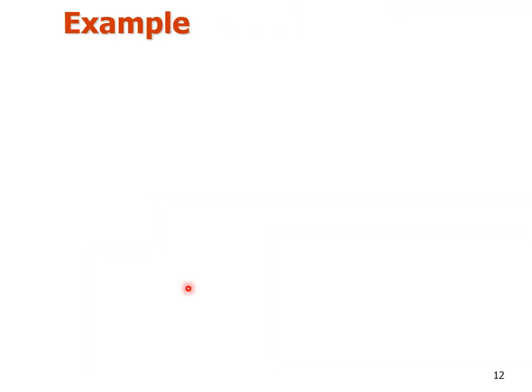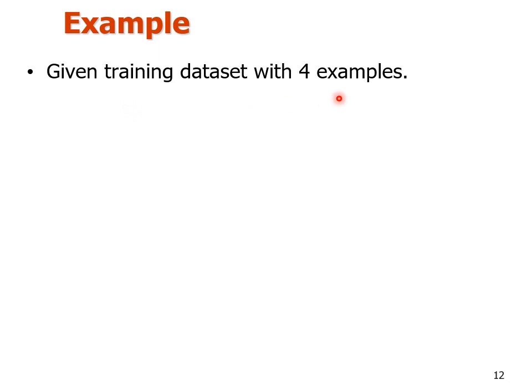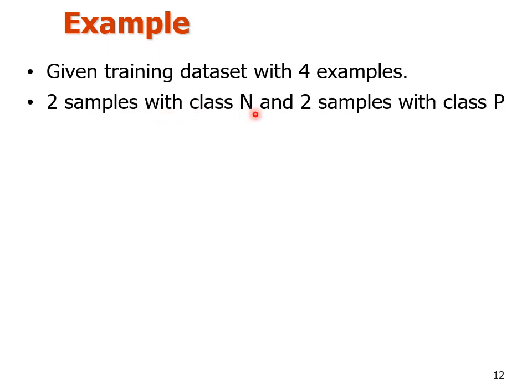I am going to explain this perceptron learning algorithm with one hand-coded example, so that you can have a better idea how this algorithm works. We have a very simple example here. We have a training data set with only 4 samples, 2 samples with class n, that is negative, and 2 samples which are positive.